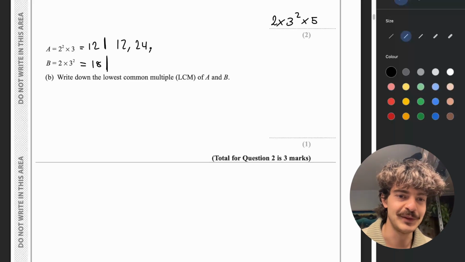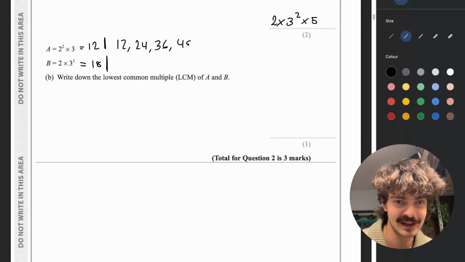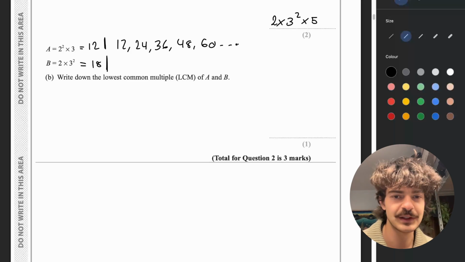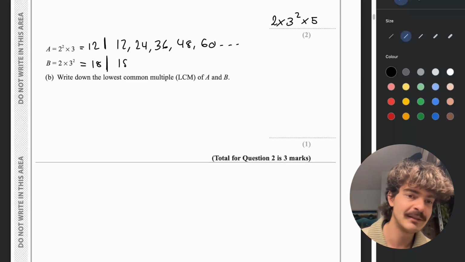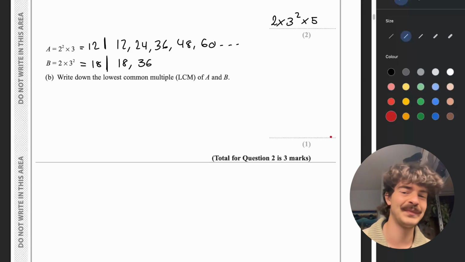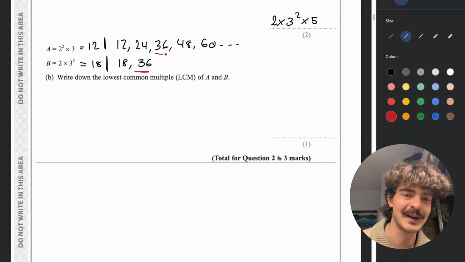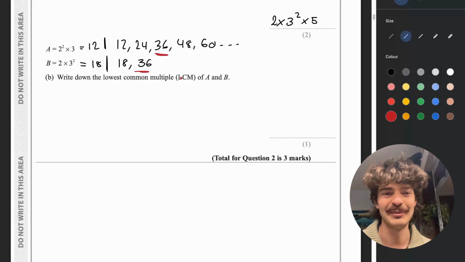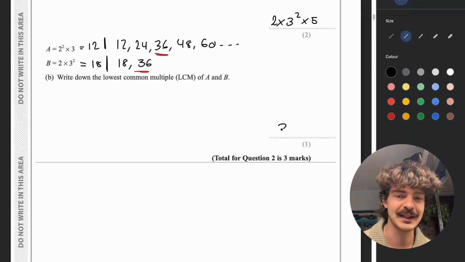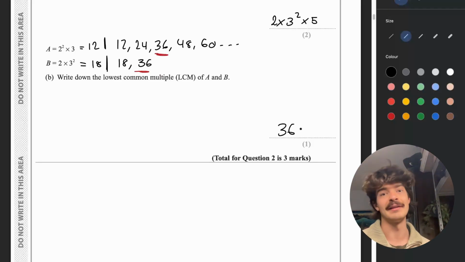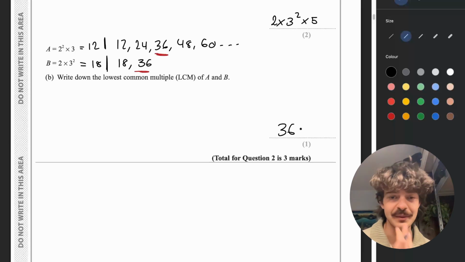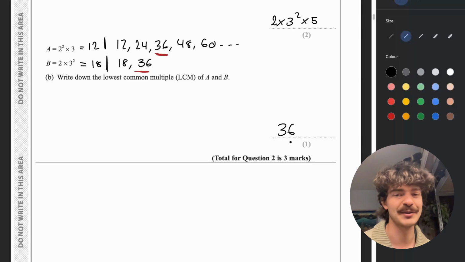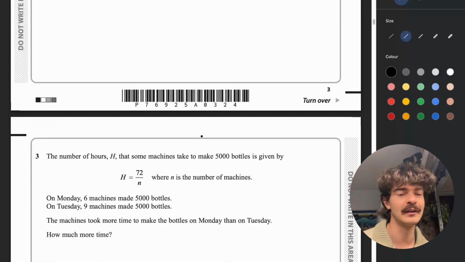So actually we can just start walking through the times tables of each. 12, 24, 36, 48, 60, 18. Would you look at that, right? I think this question was laid out to try and get people to actually do it this way. It's a little bit faster, so 36. It would, of course, still work the other way. But sometimes it's about looking at the questions you've got and going, yeah, I reckon there's a faster way. 1 mark giving you a bit of a hint there.